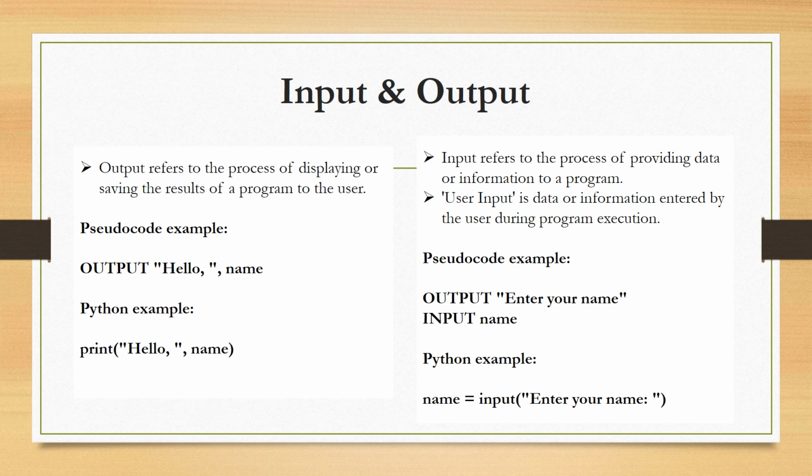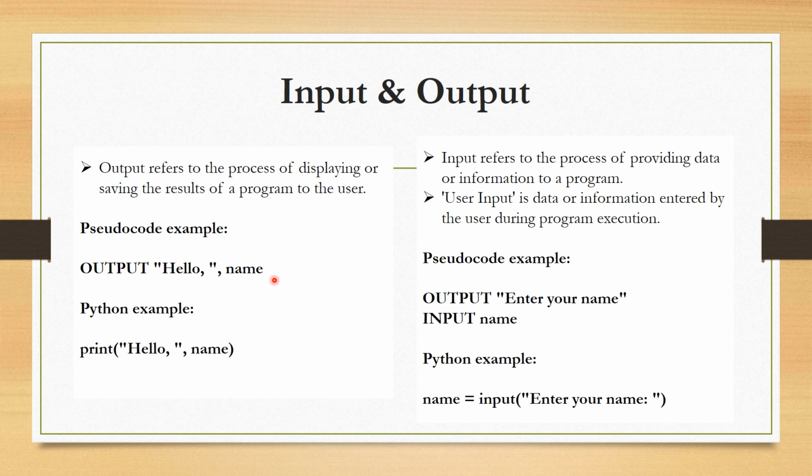Okay, so the next point is input and output. Most important concept: how we are going to take input from the user and how we are going to display something on our screen. Output refers to the process of displaying or saving the results of a program to the user. In pseudocode, we will use OUTPUT as a keyword or reserved word. In double quotes, we will mention the string we want to display on the screen. And if we want to display any variable, then we are going to use the variable name exactly like this, right?